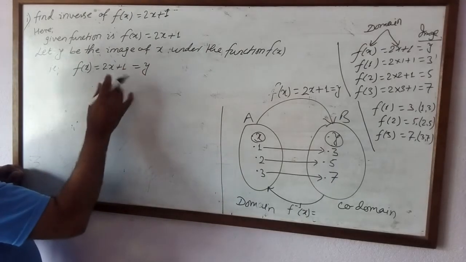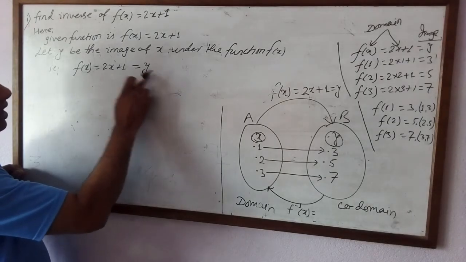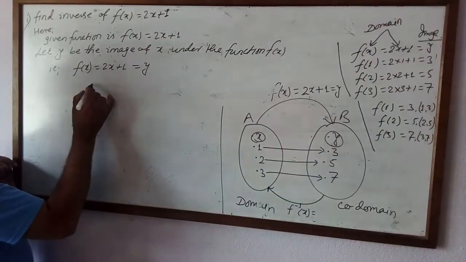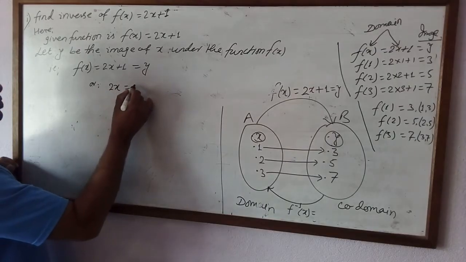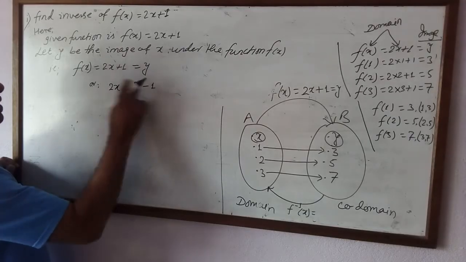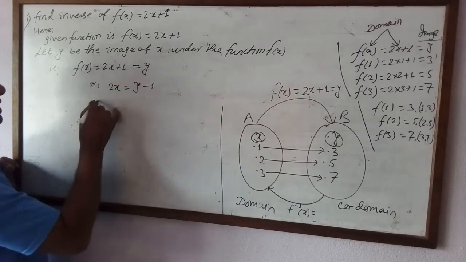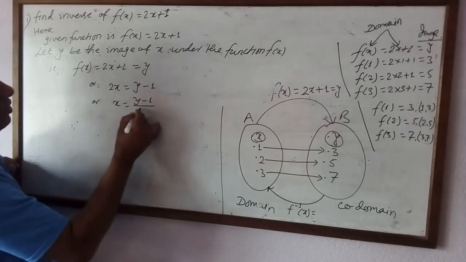Now take these two only. Here is y. Again find x. Now from this y to x we have to find. Here 2x equals y minus 1. Find x. Here is y. Now again find x: x equals (y minus 1) by 2.